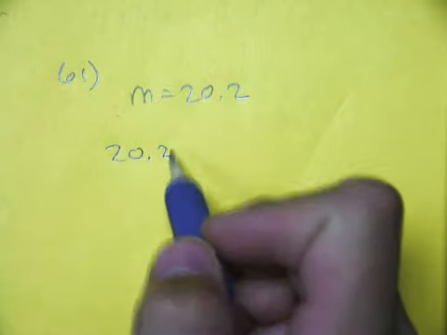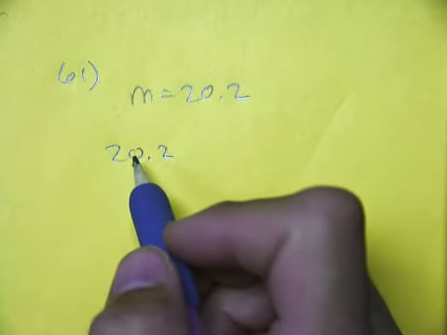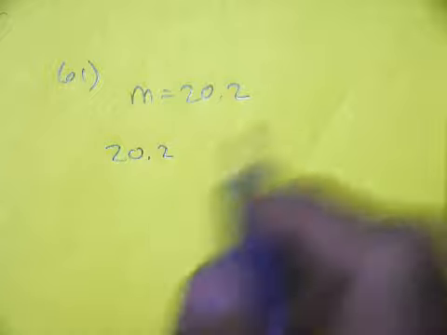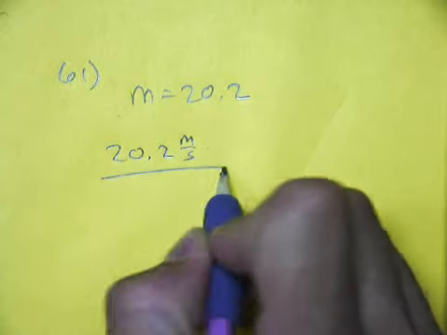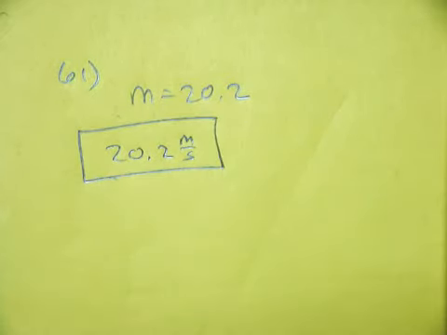And is it meters per second, kilometers per hour? You have to look at the table, and you'll see the time is in seconds and the position is in meters, so it's meters per second. So 20.2 meters per second.